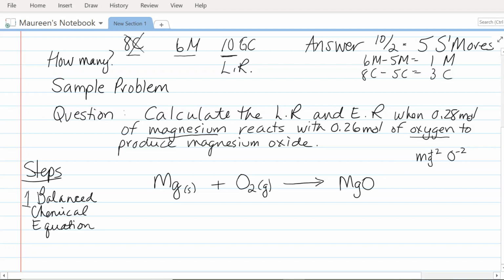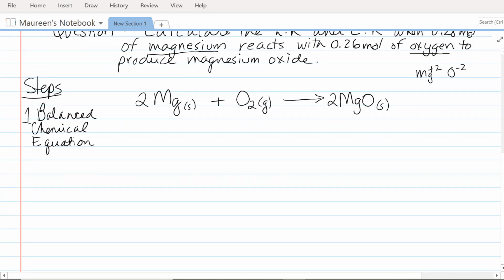Just get rid of that because it's not part of what we need. All right, so let's balance this up. We've got 2 oxygens on the left, so we need 2 oxygens on the right. We've now got 2 magnesiums on the right, so we need 2 magnesiums on the left. And so we now have a nice balanced equation.